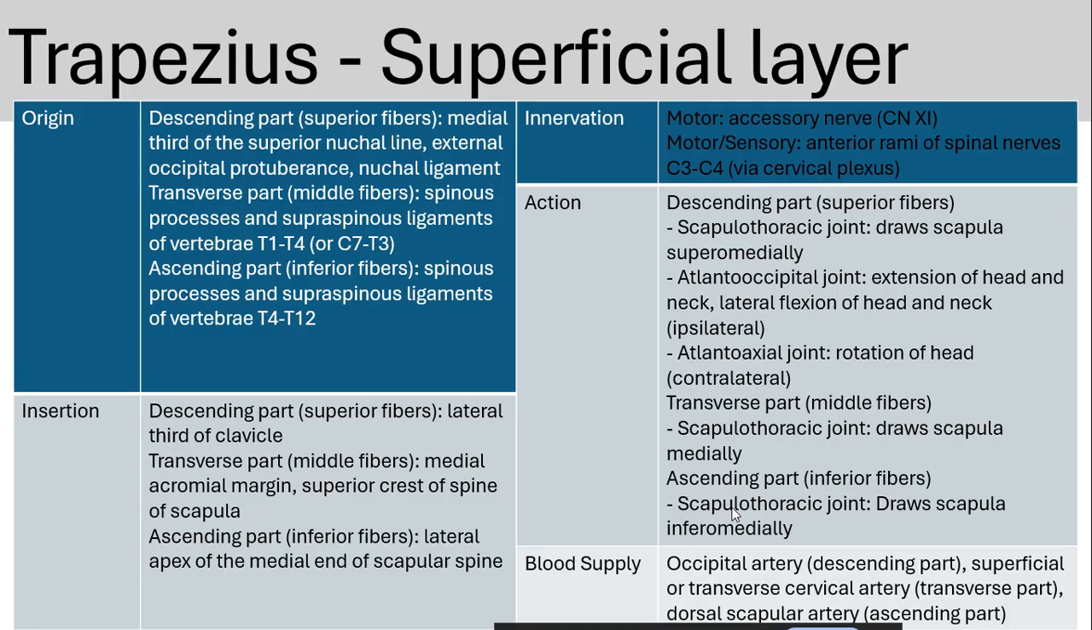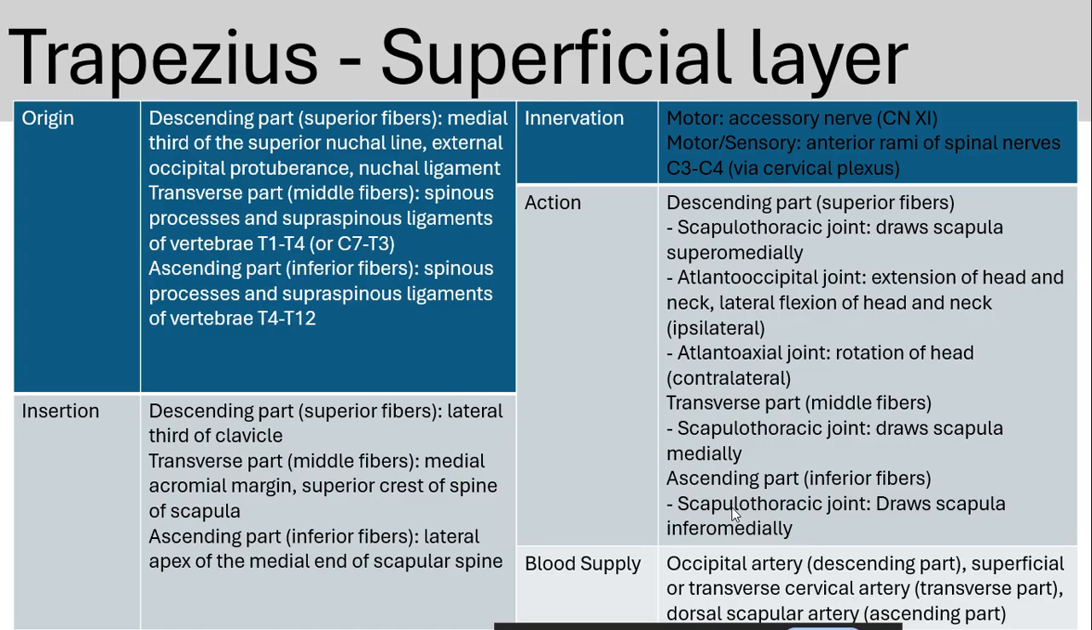Trapezius. So trapezius is the descending. The origin of the descending part, superior fibers: medial third of superior nuchal line, external occipital protuberance, nuchal ligament. Transverse part: spinous processes, supraspinous ligaments of vertebrae C7, T1 to T3. Ascending part: spinous processes, supraspinous ligaments of vertebrae T4 to T12, right? Insertion, descending part: lateral third of clavicle, right? Transverse part: medial acromial margin, superior crest of spine of scapula. Ascending part: lateral apex, medial end of scapular spine.